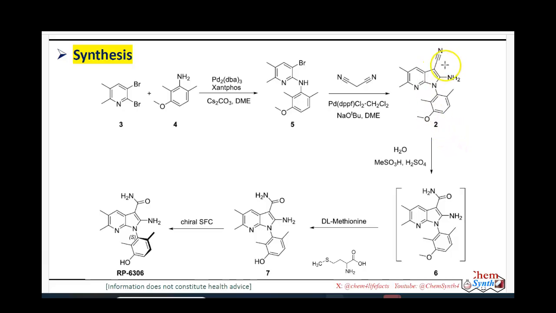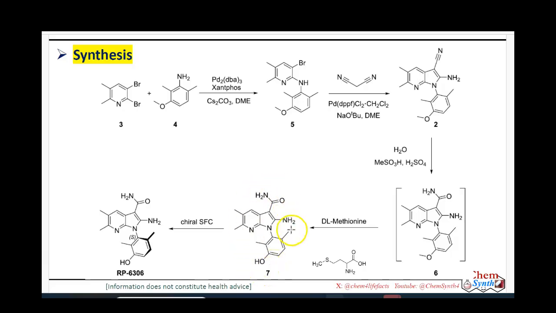And here this nitrile group has been hydrolyzed by using methanesulfonic acid in presence of sulfuric acid to convert into this carboxamide. And without isolating this intermediate, they treated it with DL-methionine. Here is the structure of this amino acid. By treating with this reagent, they have performed this demethylation. You can see it has been converted into this phenolic intermediate 7.